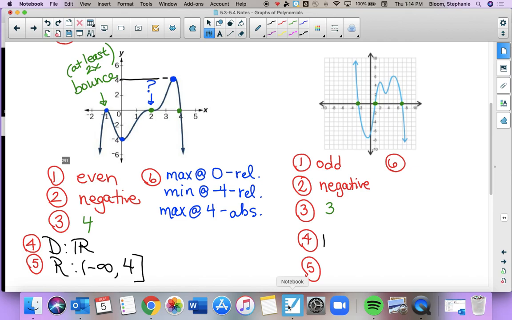Domain, you should have said all real. Do we get that? It goes on and on, wide. Range, is there any limit? Nope, that's also all real.